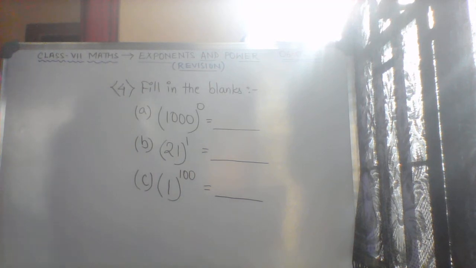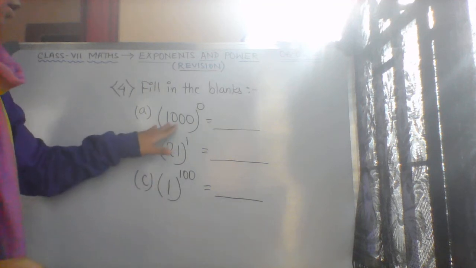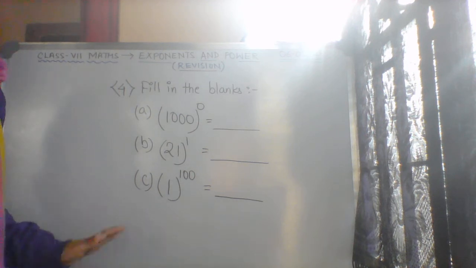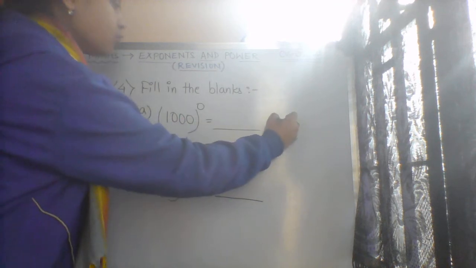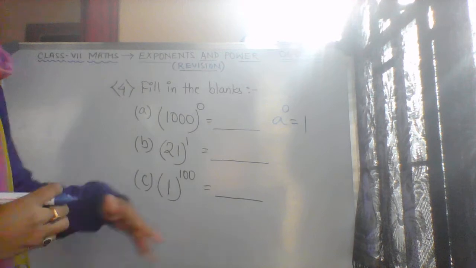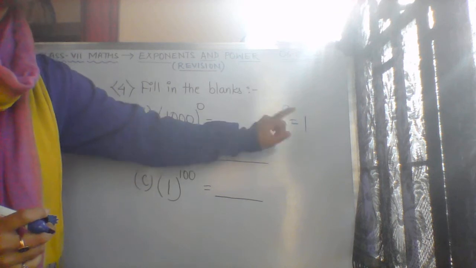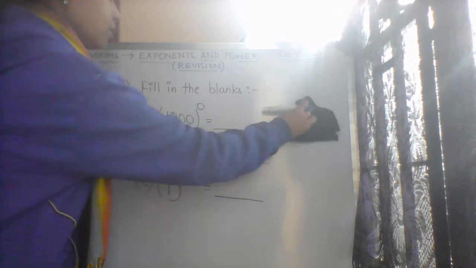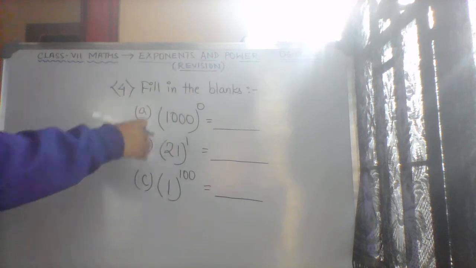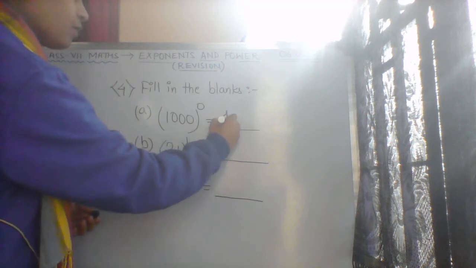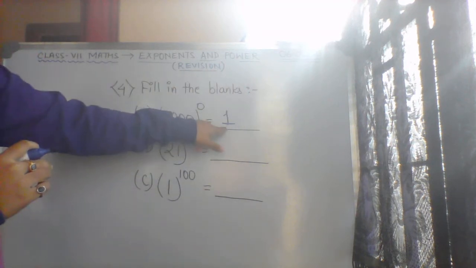Now here you have a few fill in the blanks. The first one is 1000 to the power 0. It looks so big, so you may think there will be much calculation. No, it is not. Every time remember, anything to the power 0 is always equal to 1. If it is 1000 to the power 0, 1 to the power 0, 10,000 to the power 0, it will always come 1.